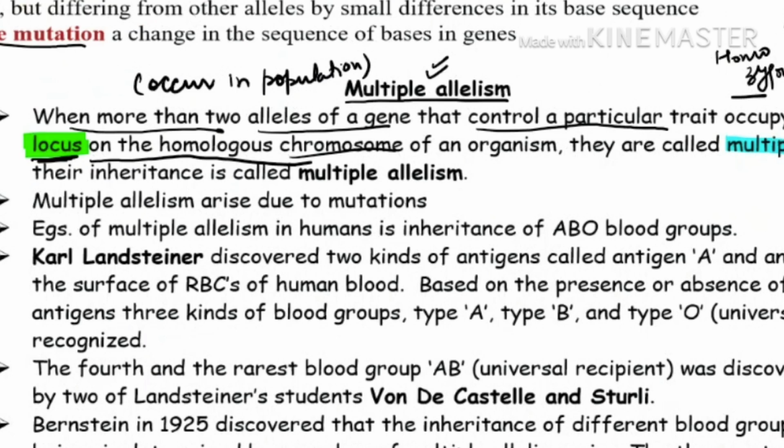What is the reason behind the occurrence of multiple alleles? Multiple alleles arise due to mutation. This I discussed also. The reason for the multiple alleles is mutation. Now, if you have to study the multiple alleles in human, the best example of multiple alleles in human is ABO blood group inheritance.